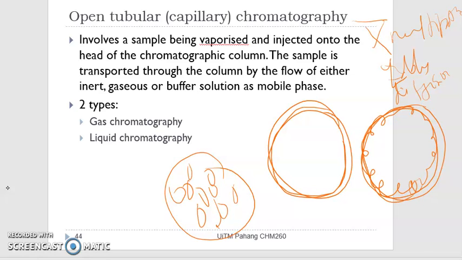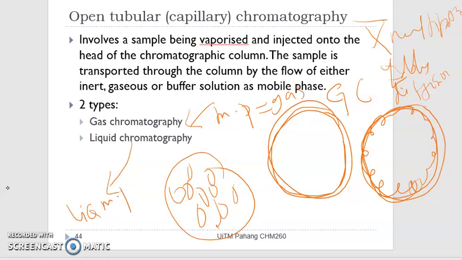Okay, so open tubular capillary chromatography, it involves a sample being vaporized and injected into the head of the chromatographic column. The sample is transported through the column by the flow of either inert gaseous or buffer solution as the mobile phase. So that we have two types of chromatography, gas chromatography and liquid chromatography. Sebenarnya we have actually 3 types of chromatography, tapi pada level kita belajar dua je lah, gas dengan liquid chromatography. So for gas chromatography, this one when your mobile phase is gas. So you're going to have gas chromatography or GC. Liquid chromatography when you have liquid mobile phase. Ataupun kita panggil solvent lah. So we are going to have LC, liquid chromatography.